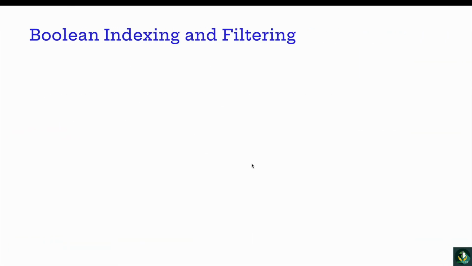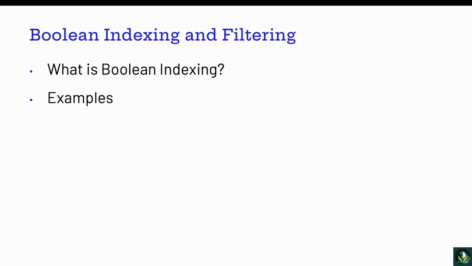Next, let's look at Boolean indexing and filtering. Now, what is Boolean indexing? We use Boolean arrays or conditions to filter elements from an array. So let's look at some examples of Boolean indexing.